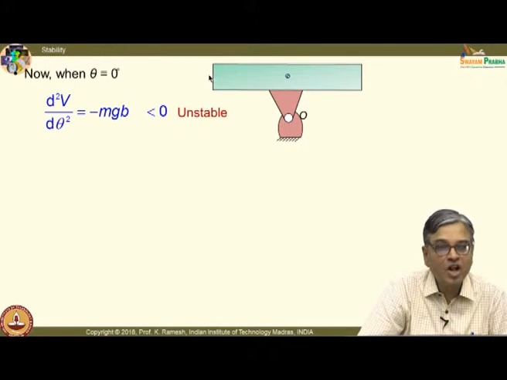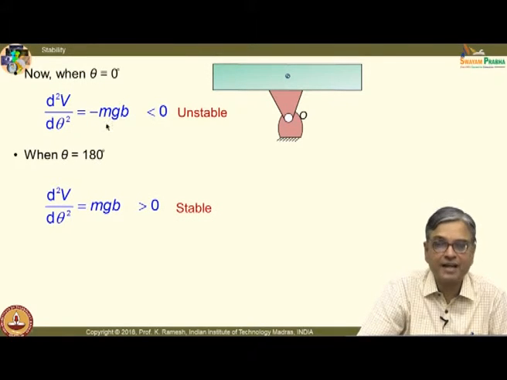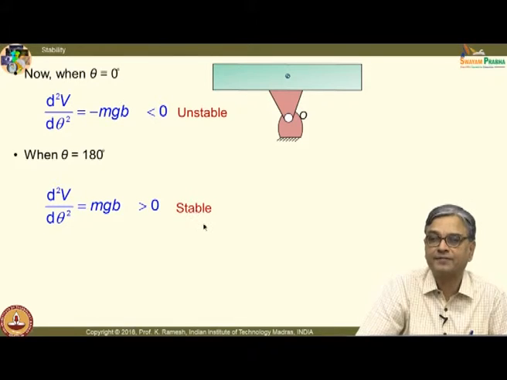Even if there is a small disturbance, this will get dislodged. So, our mathematics is also agreeing to that intuitive appreciation of the system. So, our mathematics is right. And when I have theta is 180 degrees, I have cos 180 becomes minus 1, I get this as positive, and this is a stable configuration.